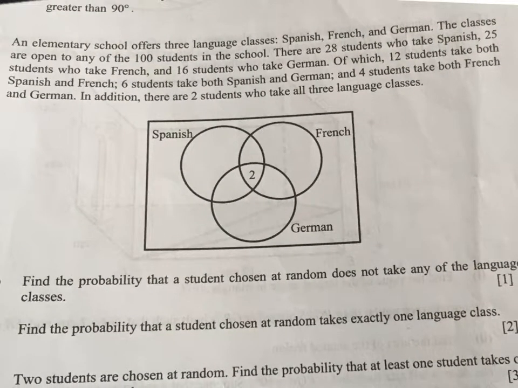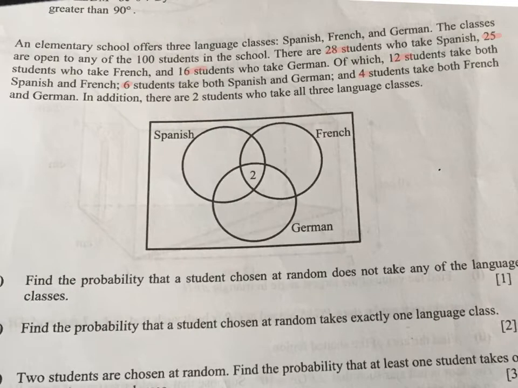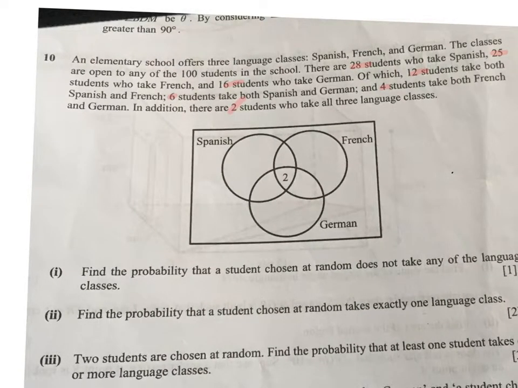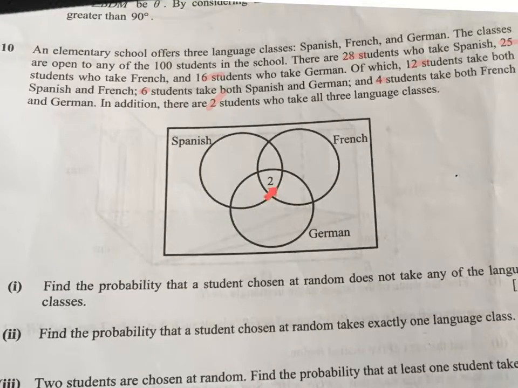Okay, so if you read the question carefully, what we can do is always take a highlighter and look at all the key numbers here. In addition, there are 2 students who take all 3 languages. So as you can see here, the 2 students who take all 3 language classes represent the number 2 here, which is overlapped by all 3 circles. So over here, I start from the fact that there are 6 students who take Spanish and German, meaning the area where Spanish and German intersect is over here. If I take away the fact that this number is 2, this number will be 4.